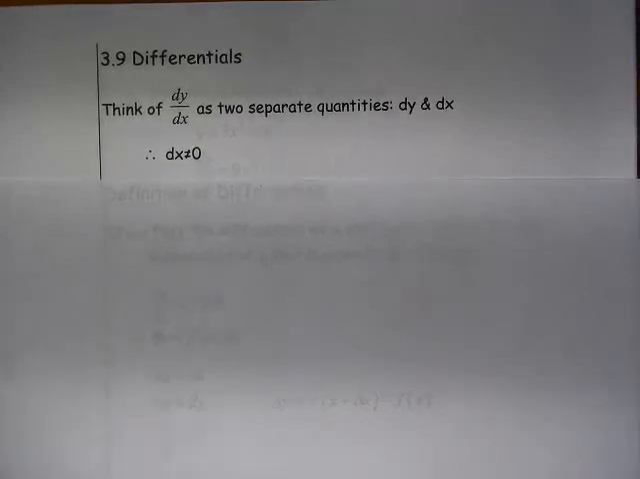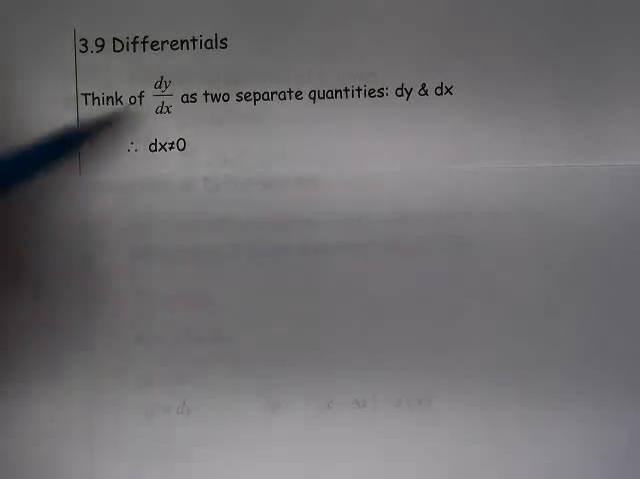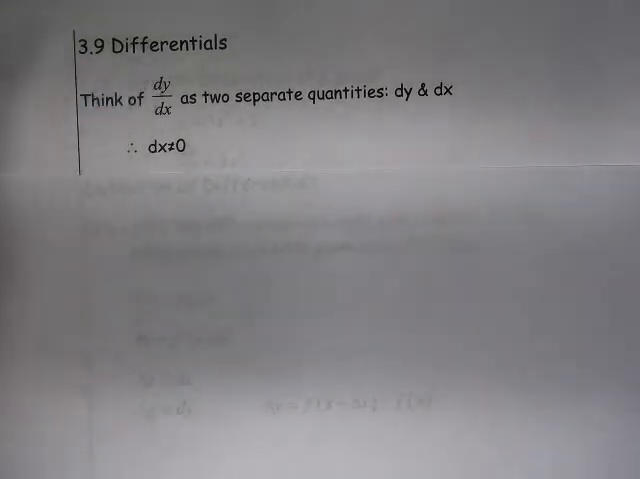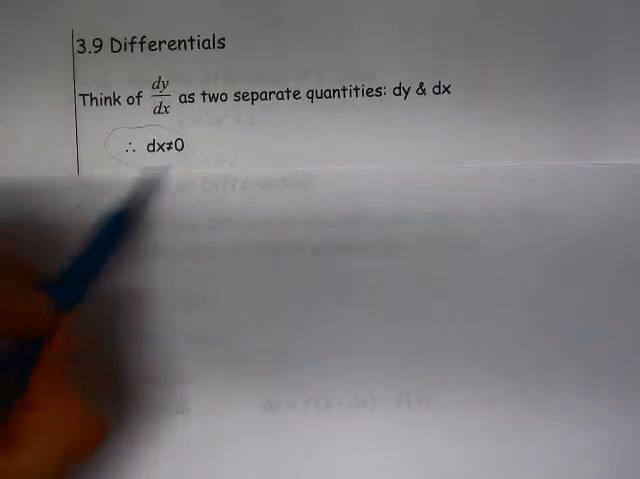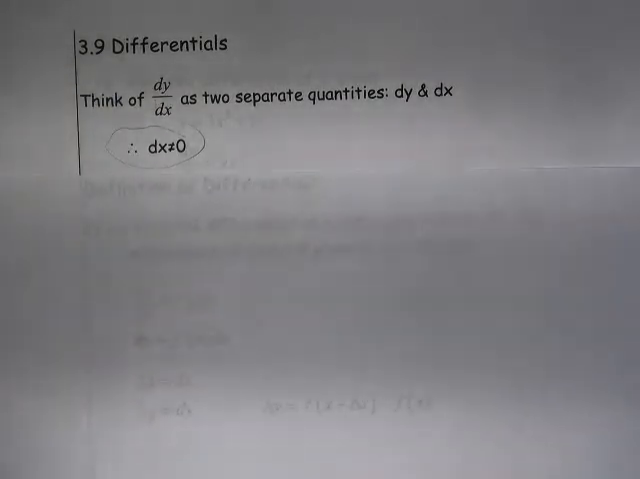Section 3.9 discusses differentials. Differentials really offer us a useful and convenient way to estimate the change in one variable when another variable changes. So the nice part about this notation here is that we can think of these things as two separate quantities, dy and dx. So the condition is that dx can't be 0. Otherwise, obviously, we try to divide by 0, which doesn't work for us.